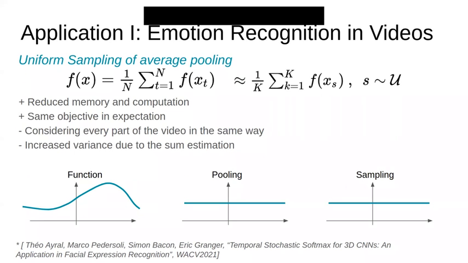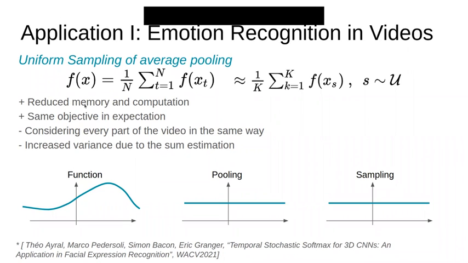So for the first one, imagine that we have a function f that represents the score of a certain action, and over the x-axis we have time. Then we want to use pooling. The simplest thing, and the thing that was done in previous work, was to use average pooling, so we give the same importance to each frame. And then we are also sampling, and we sample with a uniform distribution. So this is what is done in previous approaches.